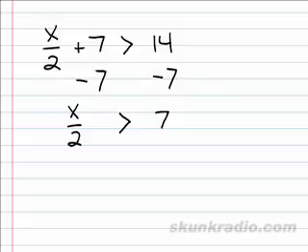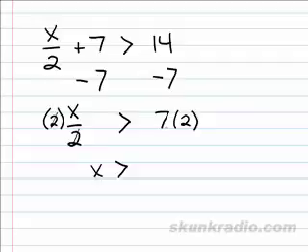So now I need to get rid of this 2 in the denominator of this term. So to do that, I'm going to multiply by 2 over here. I do that so these will cancel because 2 on the bottom, 2 divided by 2 is 1. That leaves me with 1x. That's exactly what I want. But whatever I do to one side of the equation, I want to do the exact same thing to the other. So this leaves me x is greater than 7 times 2 is 14.